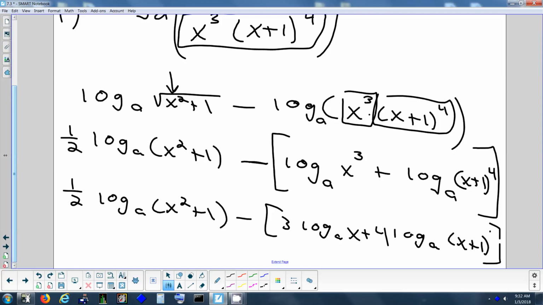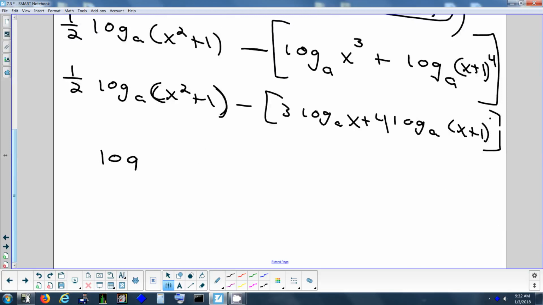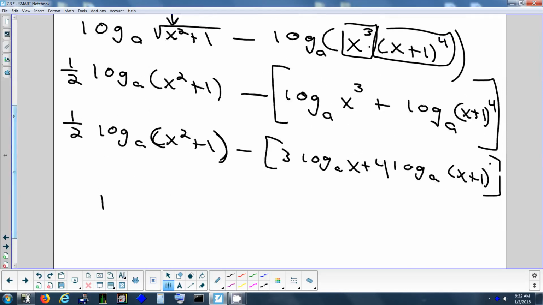Okay, so we end up with 1/2 log base A of (x squared plus 1). I kept the parentheses around the x squared plus 1 because I want someone who reads that to understand this whole thing is the argument. If I wrote it without them, somebody who reads that would think that this all goes together, and then you just do a plus 1 after. Okay, that's not what we're saying. That x squared plus 1 is all part of the log, and then we're subtracting everything else we just wrote.